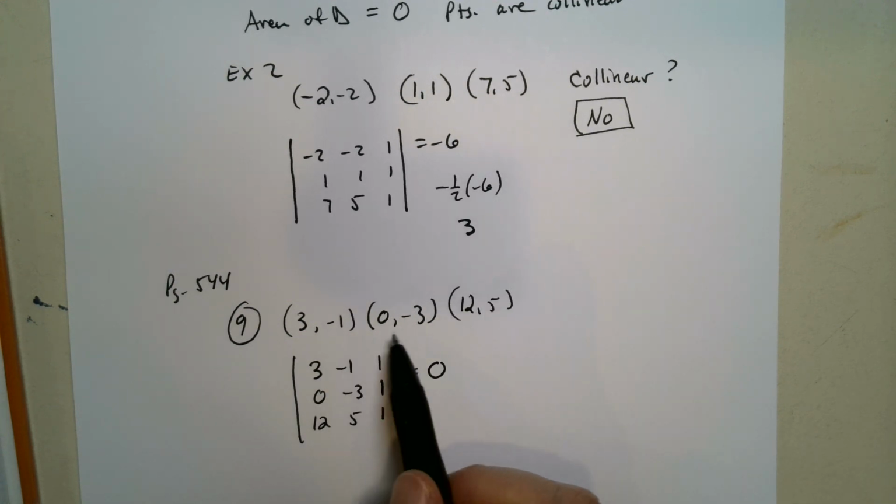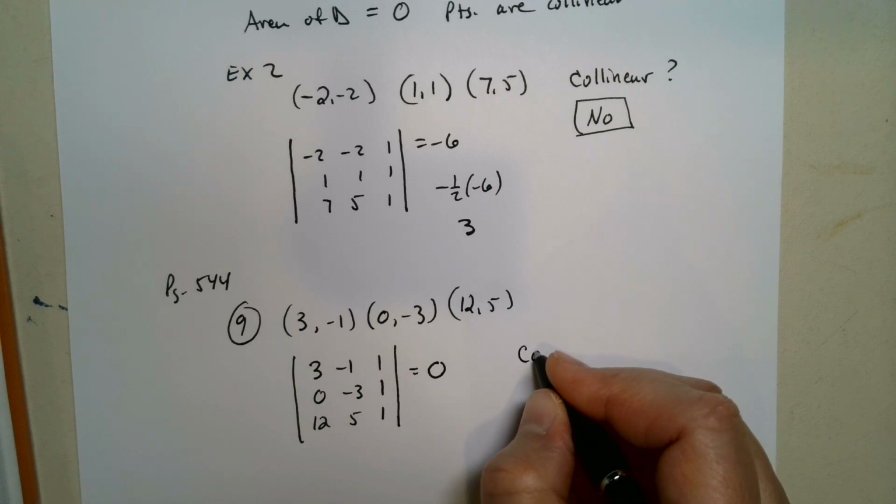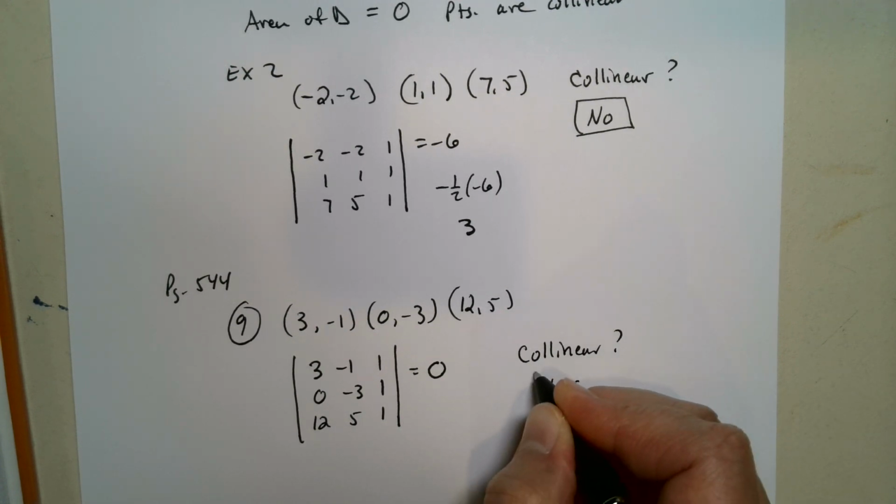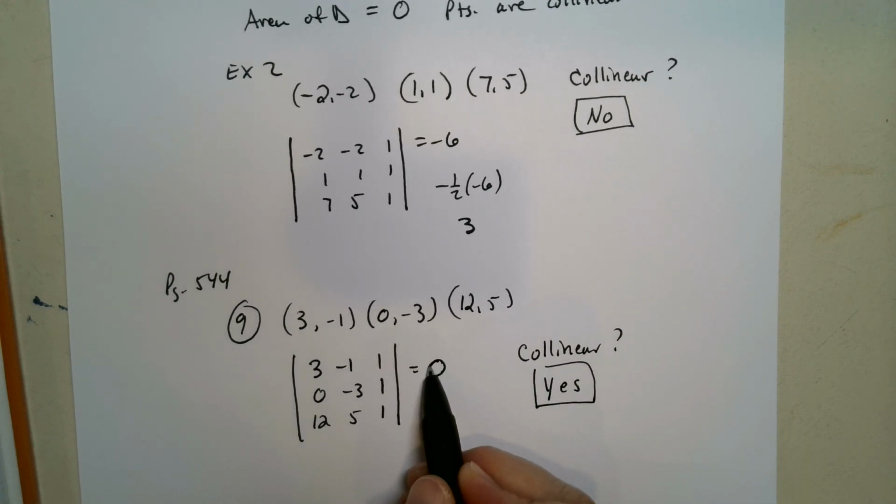That means that these 3 points are collinear. So again, the question was, are these collinear? And the answer would be yes. They do not have an area between them, so they do not form a triangle.